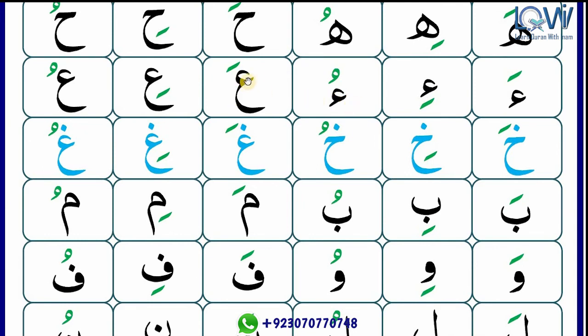Then ain will be pronounced from the middle part of your throat. And remember one thing, you have to pronounce ain with soft voice. Okay, then you will be able to pronounce it. Otherwise, it will be difficult for you. Okay, so revise. Read this letter with soft voice. Ra, ri, ru.